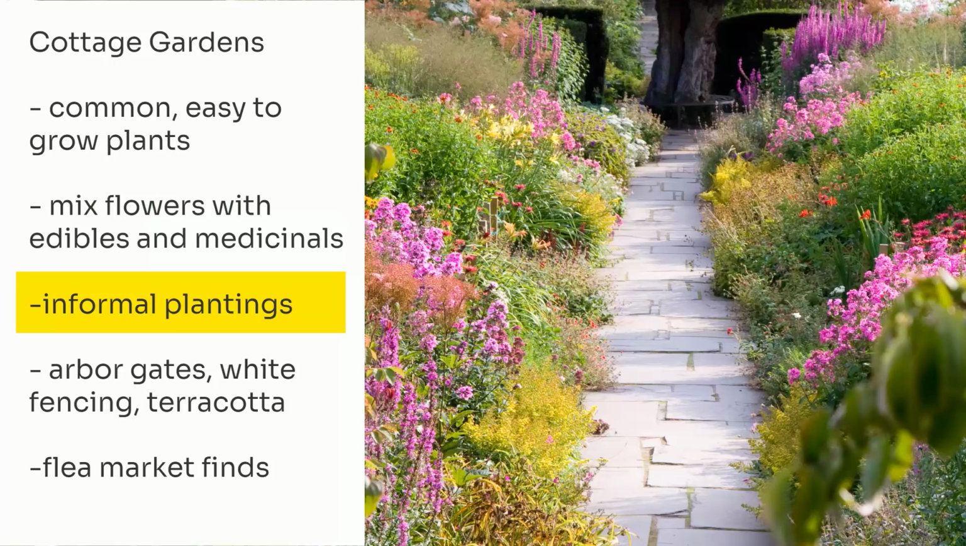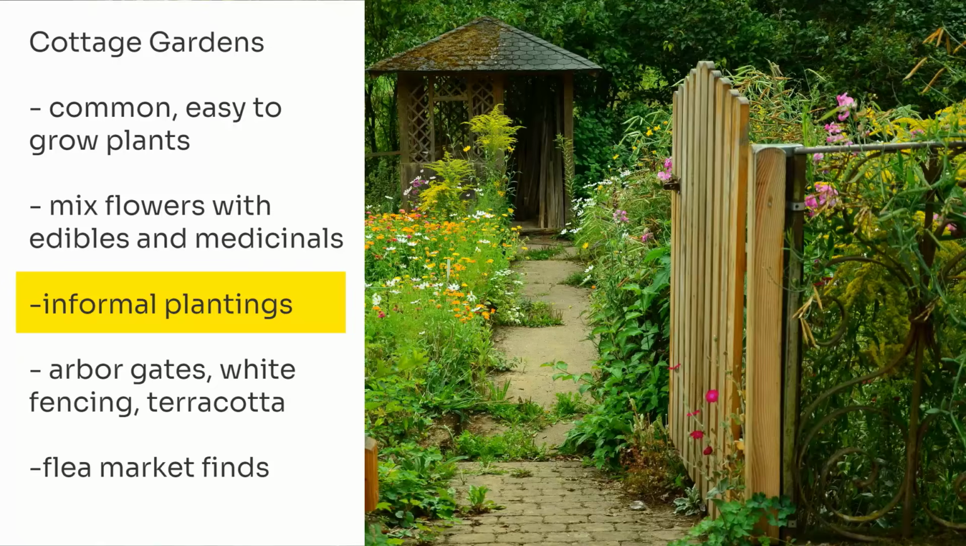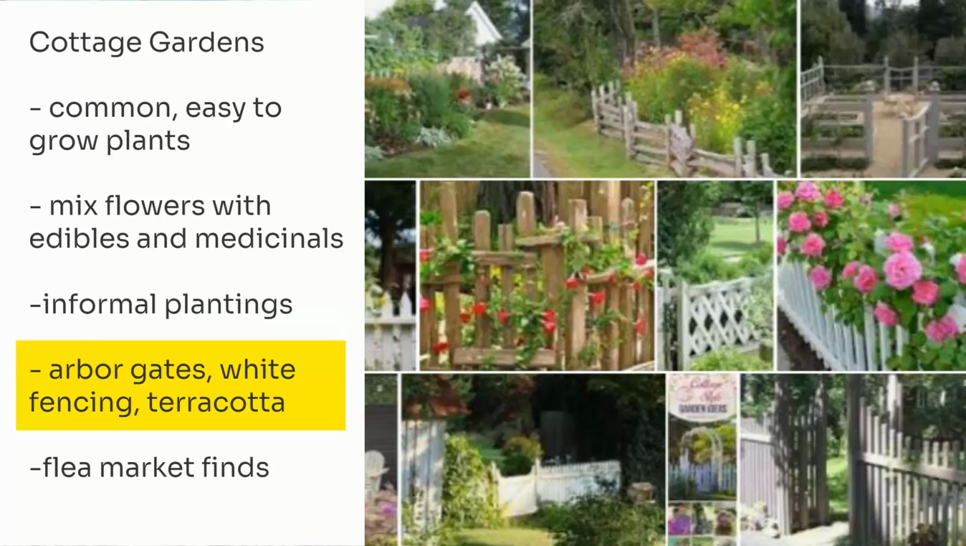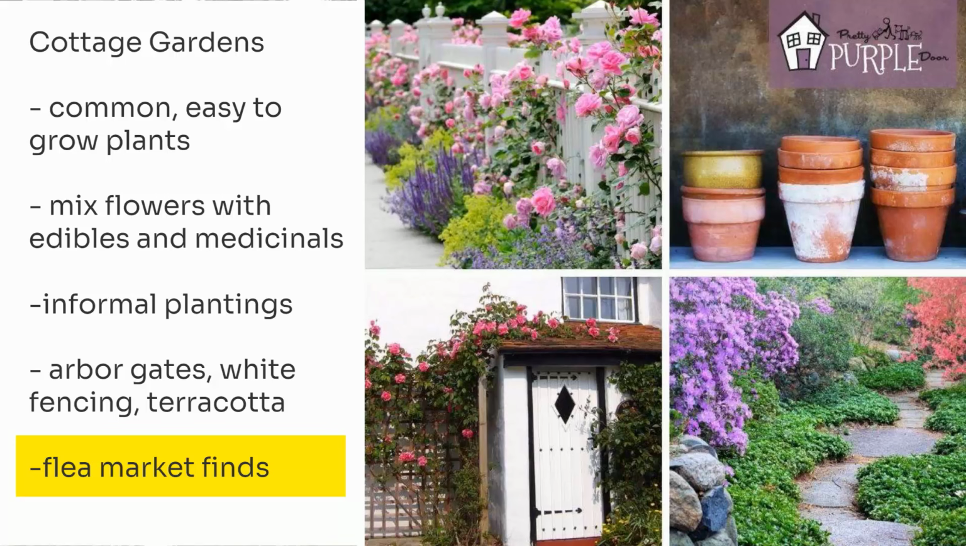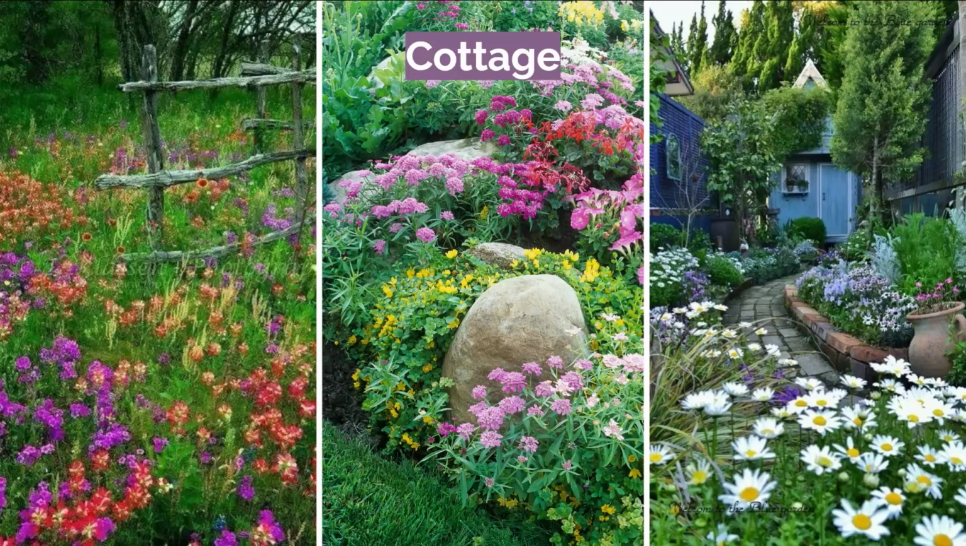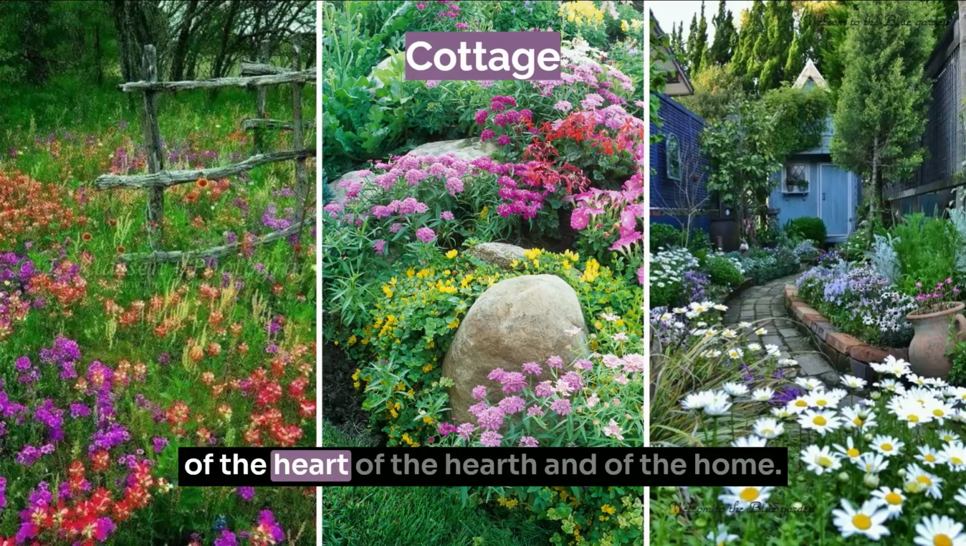And informal plantings in cottage gardens appear to be randomly placed. They're really not, but the goal is to make it look like it randomly appeared that way. And then some of the features of cottage gardens that you'll see are arbors, gates, white fencing, terracotta flea market finds incorporated into the gardens. The biggest thing to remember when designing a cottage garden is that they are of the heart, of the hearth, and of the home.